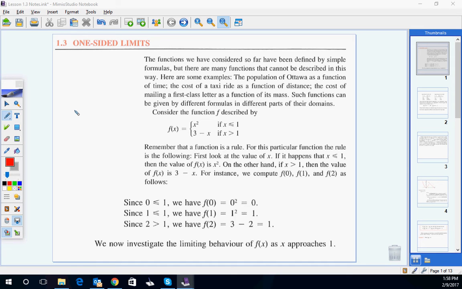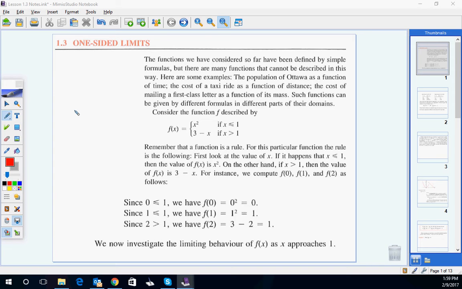1.3 one-sided limits. So the functions we have considered so far have been defined by simple formulas, but we're going to get into piecewise limits. So we're talking about having graphs, like that's why we did piecewise in our pre-calc review. And we're going to talk about doing limits from different directions, so from the left and from the right. It really sounds complicated, but actually it isn't, so just stay with me.